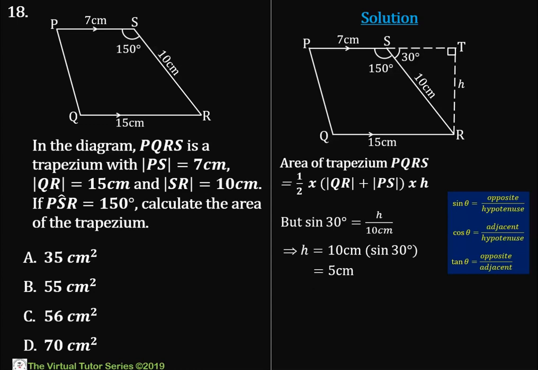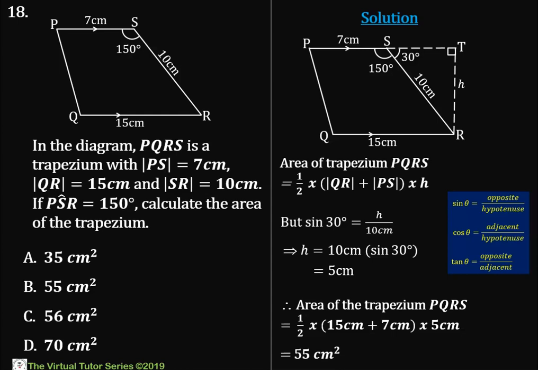Now that we know the height, let's put it back into our formula and calculate for the area. So the area of trapezium PQRS then becomes half times (15 centimeters plus 7 centimeters) times 5 centimeters. This results in 55 centimeters squared. Hence, the correct answer is option B.